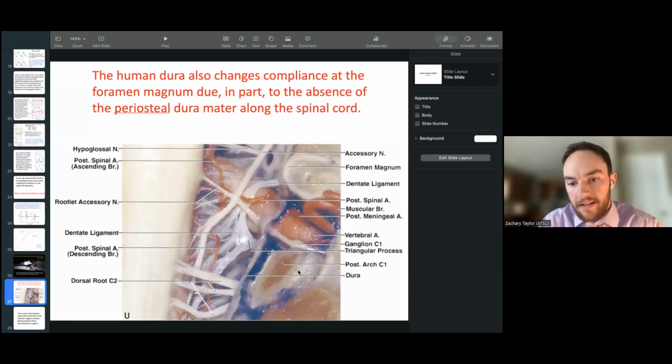So, and then here's your C1 here. So that's just showing that that's your first cervical vertebra here.